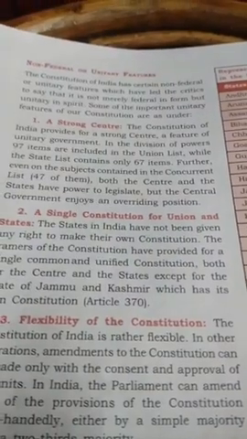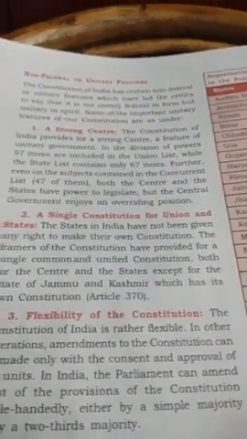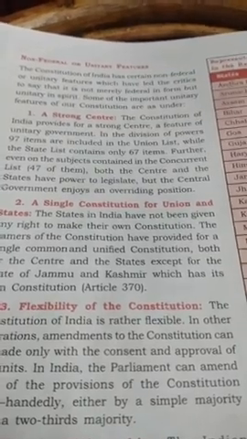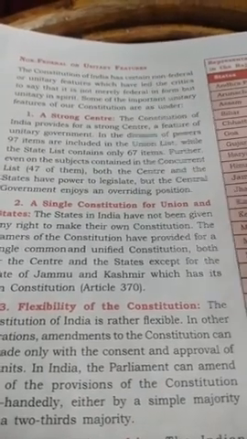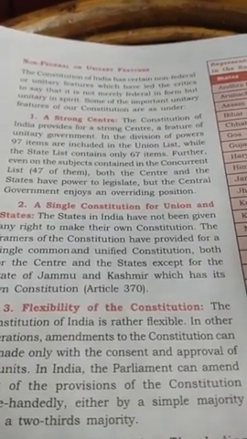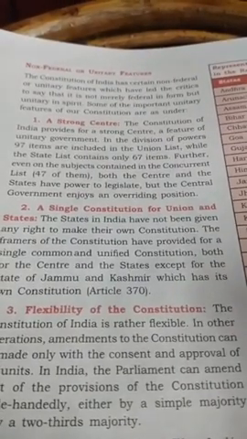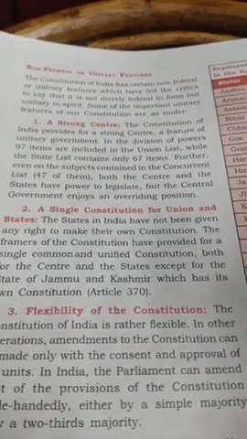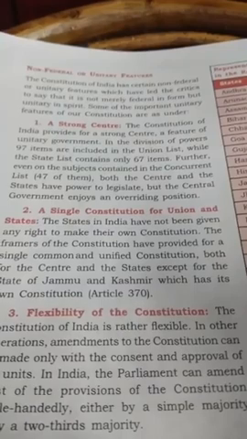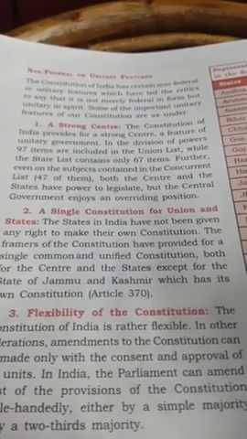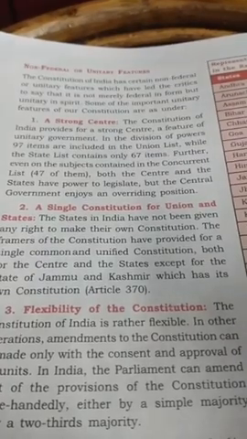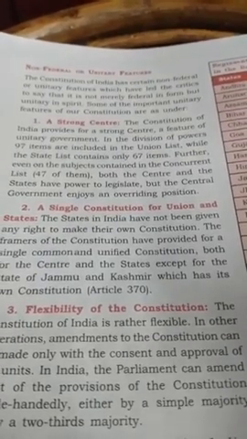In the unitary features, the first point is a strong center. A strong central government is there in the center, as well as state governments. And the power is divided between the state government and the central government. 97 items are there in the union list, while 67 items are there in the state list. And the rest, 47 items, are there in the concurrent list, which means both center and the states have the power to legislate on this concurrent list.